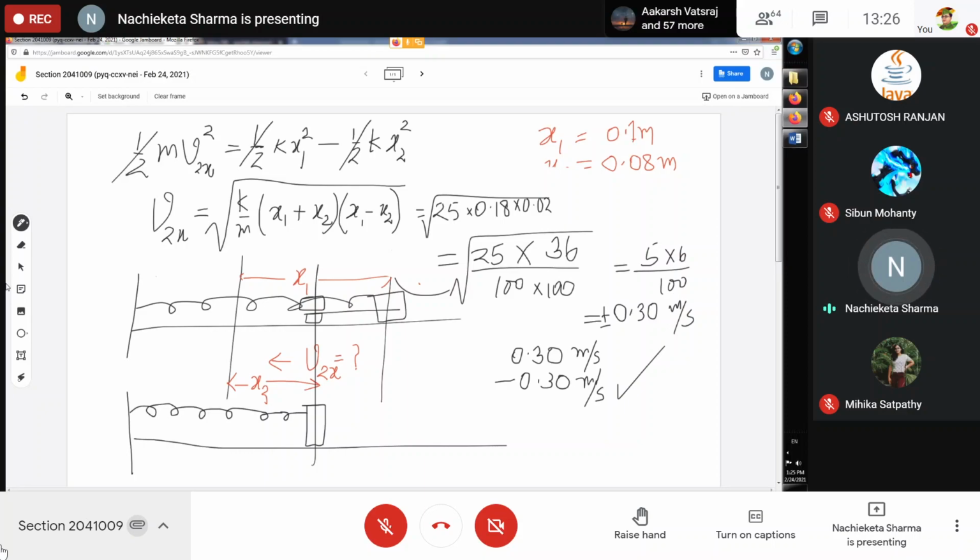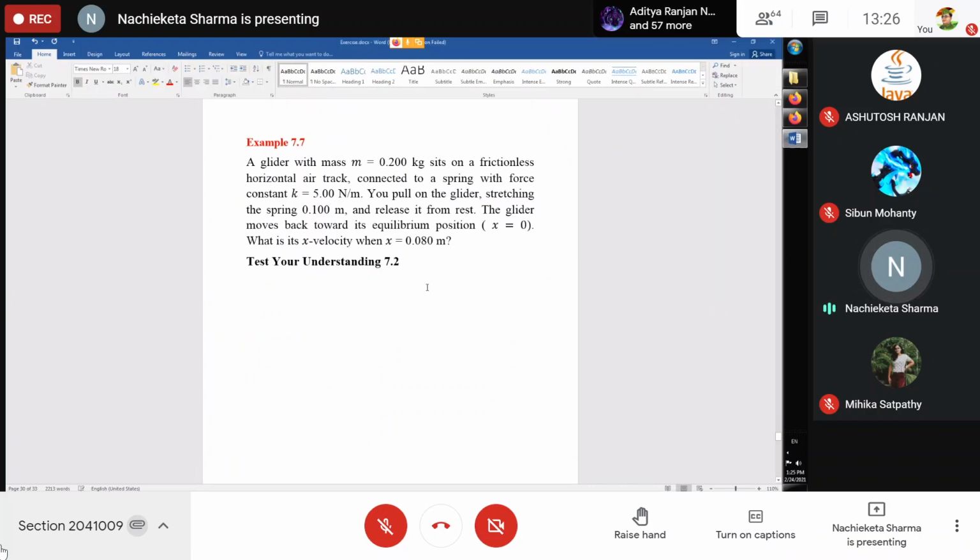But for this particular case, when the glider is moving in the negative x-axis, you have to ignore that plus 0.30 meter per second answer, and you have to mention that the velocity of the glider is minus 0.30 meter per second, isn't it? So this is how, just by knowing the concept, we can understand the example, we can work out a problem involved with this kind of things.